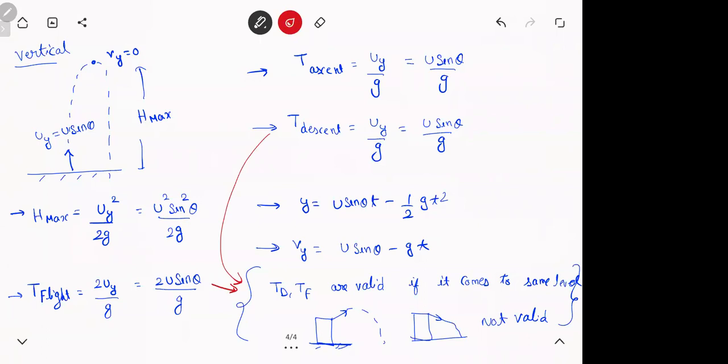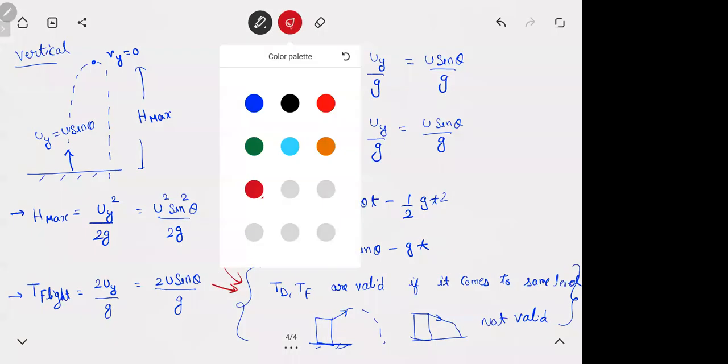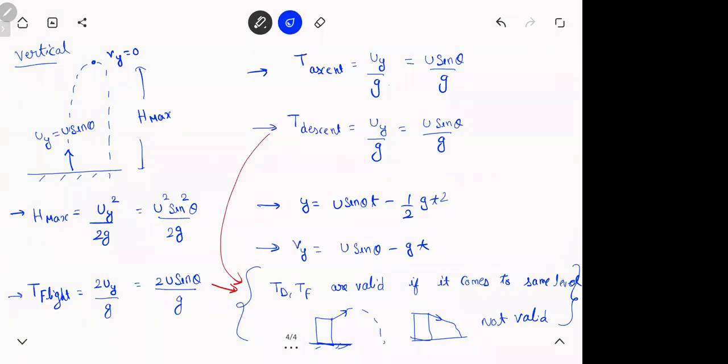So from whichever level you throw it, it has to come to the same height. Then you can use the formulas for time of flight and descent. But if you're throwing from the top of a building or below the building, if you're not coming to the same level, don't use those formulas. They're wrong. So for the vertical direction, this is all the information that you have. Put it down. Anything particular you didn't get or you're confused about, please ask me.